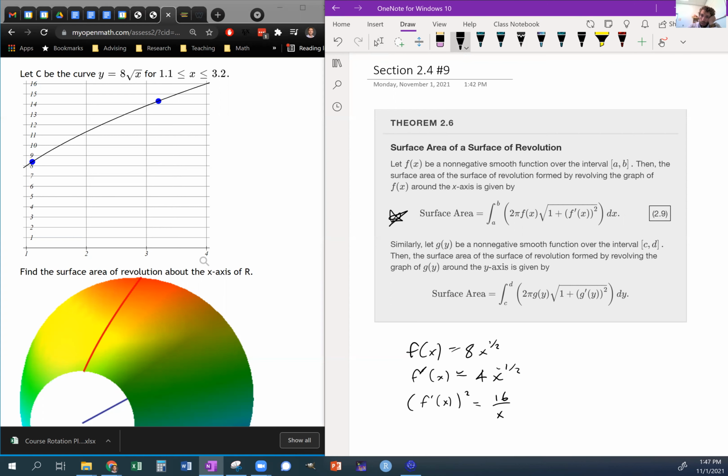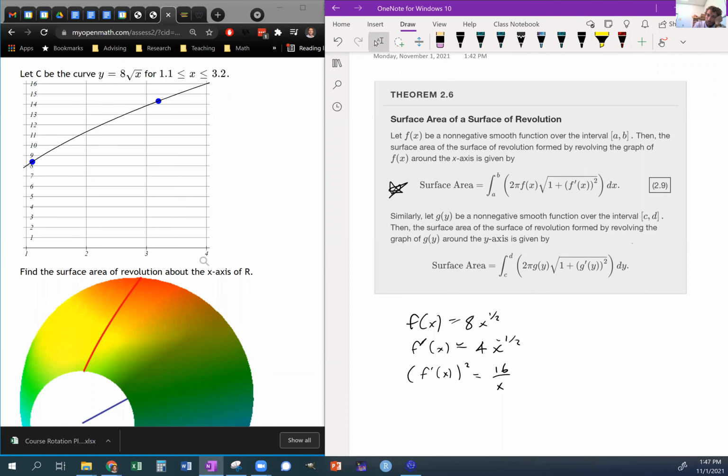Okay, so that means my surface area is going to be the integral from a to b, that's 1.1 to 3.2, and it's going to be 2 pi times f of x, which is 8 square root of x, times the square root of 1 plus 16 over x.